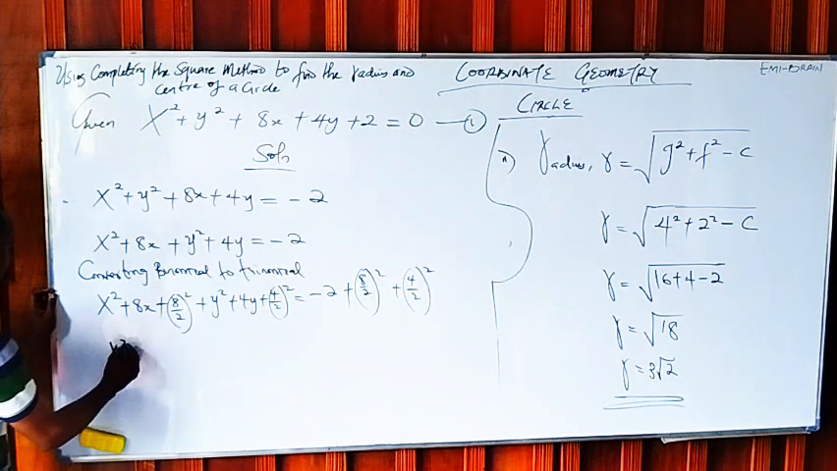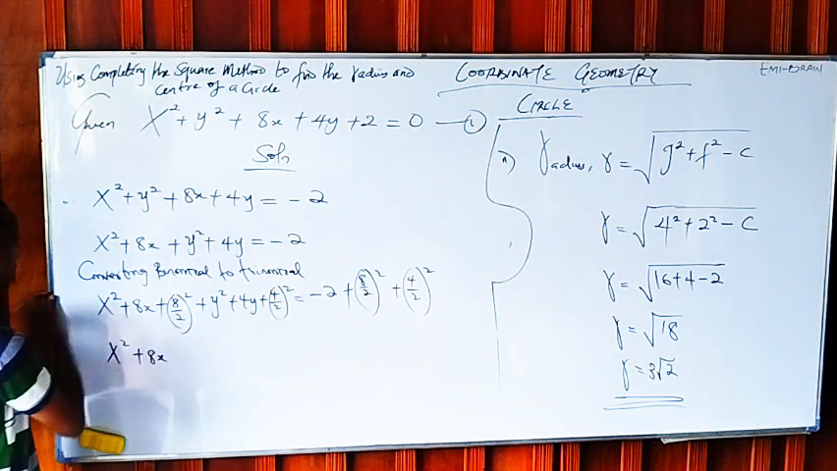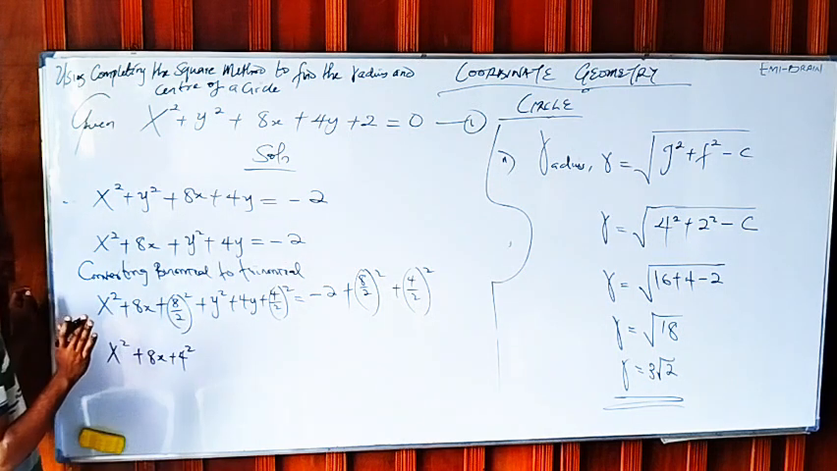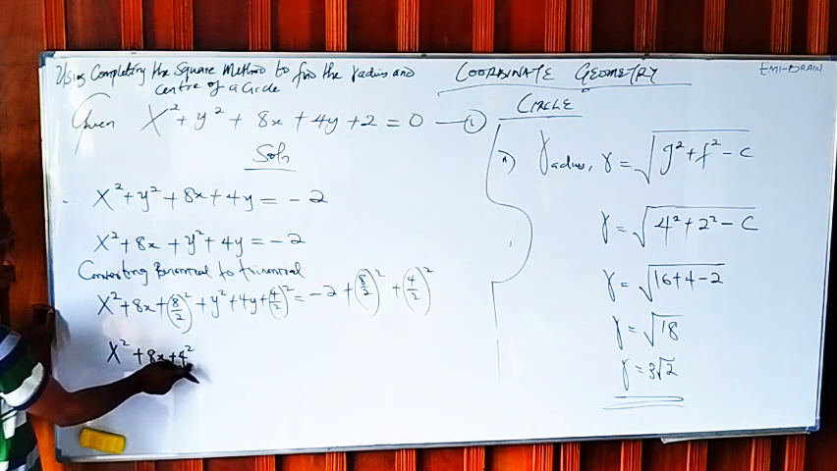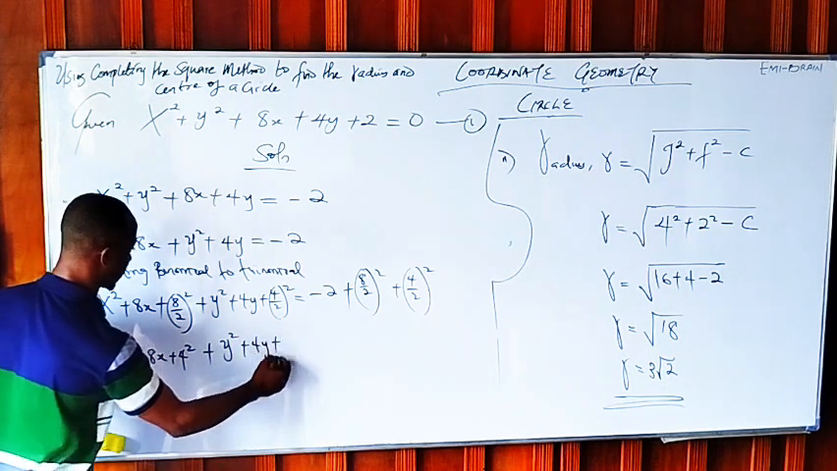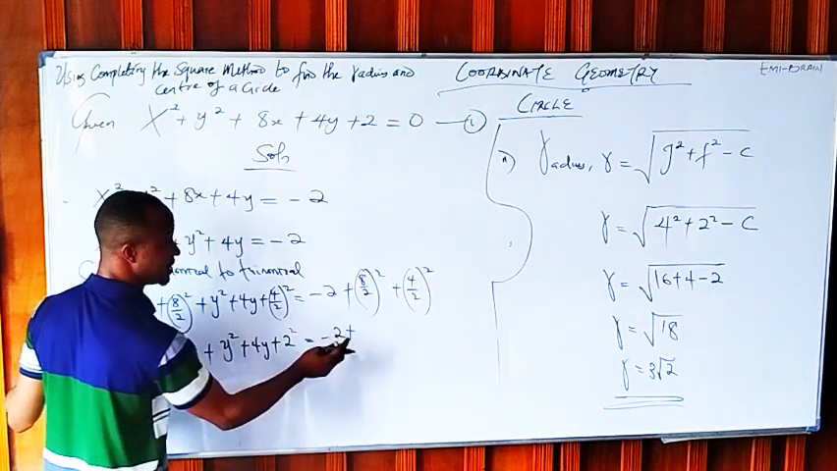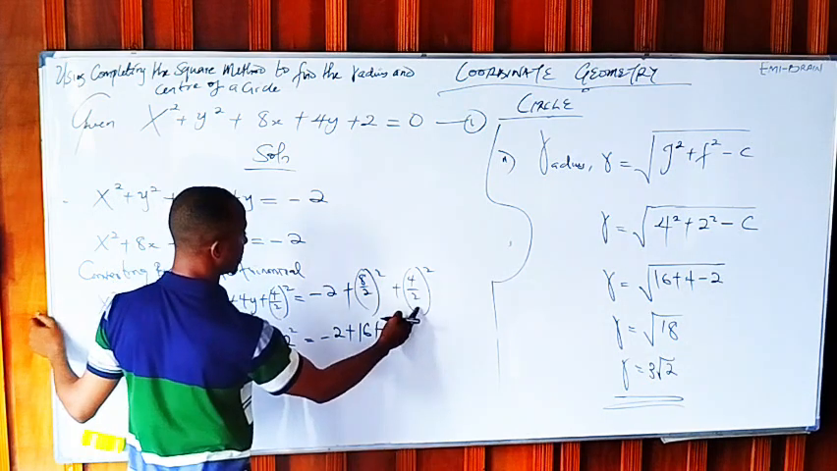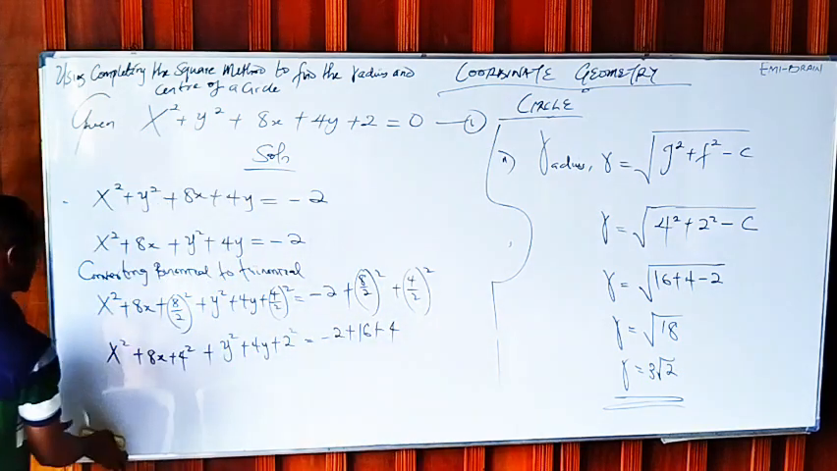What do you have now left? We have x squared plus 8x plus, what is 8 over 2? Don't put 16. 8 over 2 is 4. That will give us 4 squared. Plus, y squared plus 4y plus 2 squared equals minus 2 plus. We can evaluate this now. What's 4 squared? 16. What's 4 over 2? 2 squared is 4.